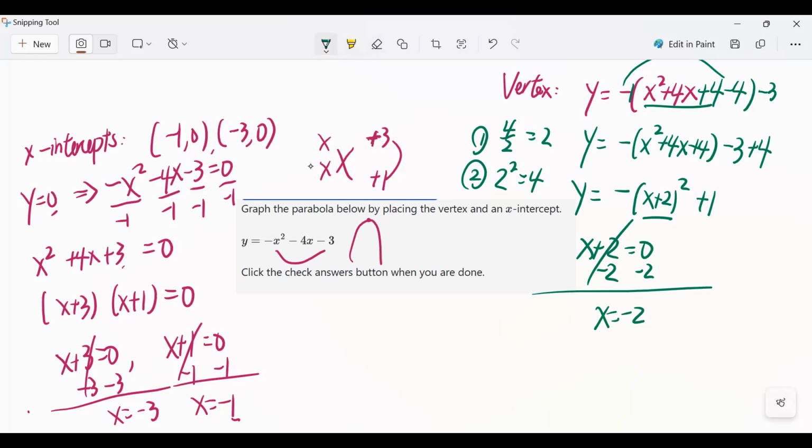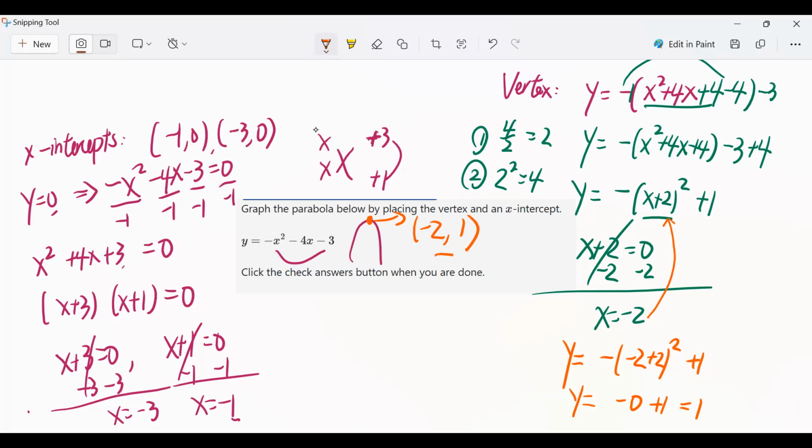Now we're going to plug this back in here to find the y value. Y equals minus (-2 plus 2) squared, that's 0, plus 1. So the -0 plus 1 is 1. So the vertex right here, the coordinate is going to be (-2, 1). Any questions about the work?